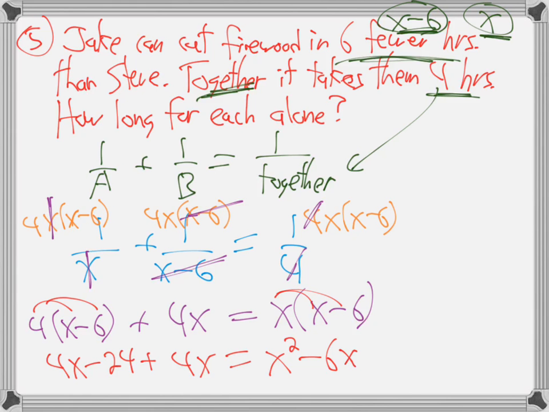How we doing? That's good so far. You can combine like terms on the left, huh? 4X and 4X make 8X. The other side stays the same. Good to there.